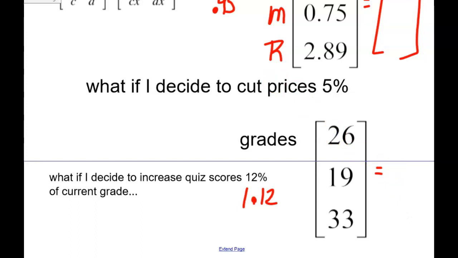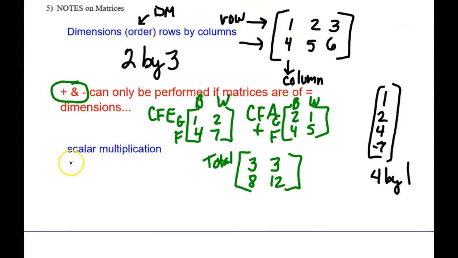So multiplying by a scalar, let me find my little notes sheet again. Maybe, here it is. Scalar multiplication is simply multiplying by a constant of some kind, or it could be a variable. I guess I should just say multiply every element, they're called, every item in there by something.